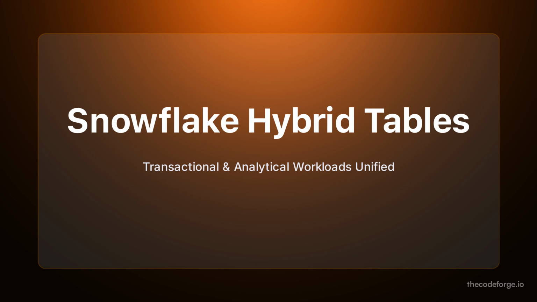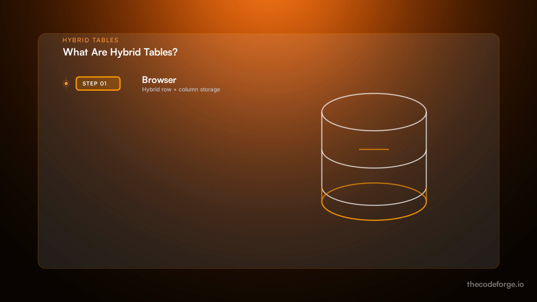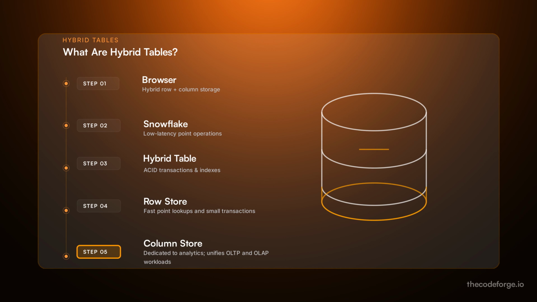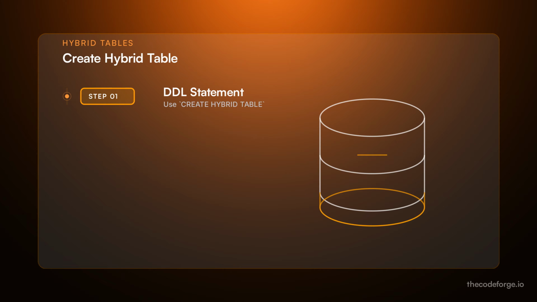avoid common pitfalls. Hybrid tables combine row-oriented storage for fast point lookups and small transactions with a dedicated column store for analytics. They support ACID transactions, indexes, and foreign keys, letting you unify OLTP and OLAP workloads in one system. It starts with a DDL statement.